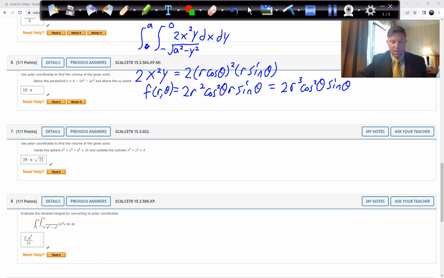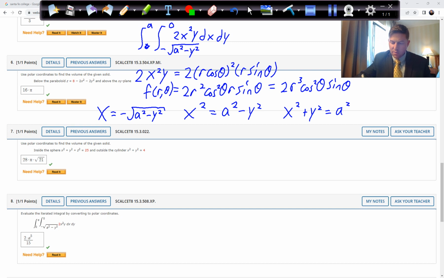Now the limits of integration. Notice that x is equal to negative square root of a squared minus y squared. To solve that, we're going to square both sides. We'll lose the minus sign and the square root symbol, giving a squared minus y squared. But I can add y squared to both sides and get a squared. Therefore, x squared plus y squared, which is r squared, equals a squared, or r is equal to a.